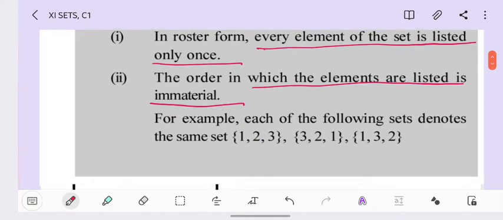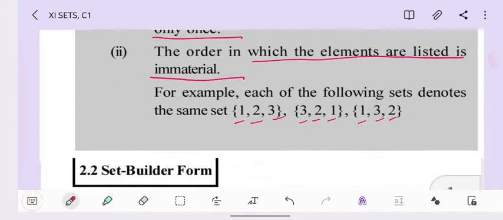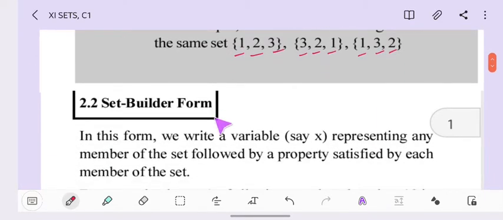That means 1, 2, 3 can be written as 3, 2, 1 or 1, 3, 2. In any of the orders, all orders can be taken for consideration. So that is, the order is immaterial. The second form is set builder form.